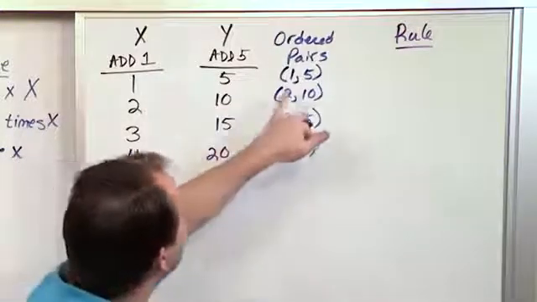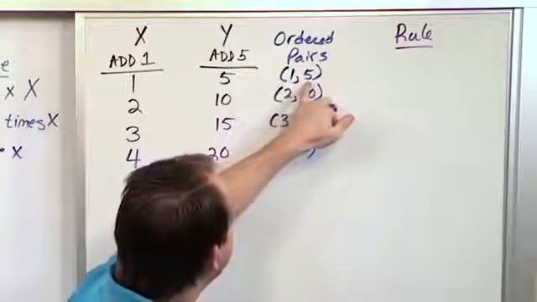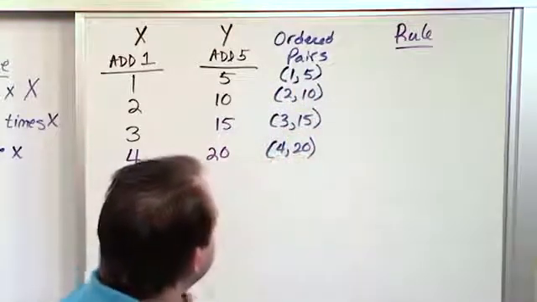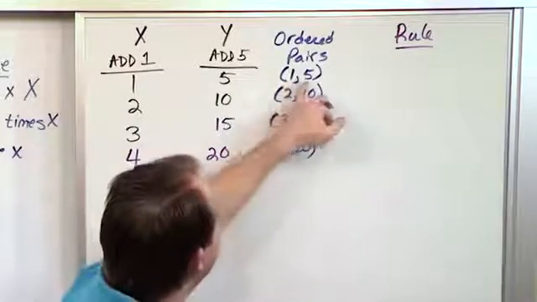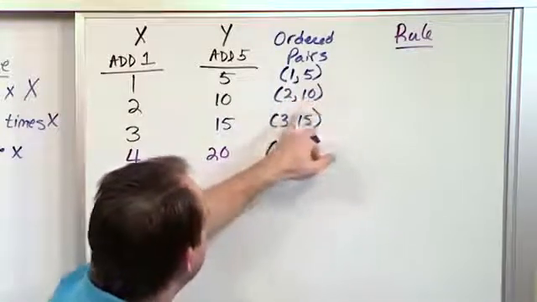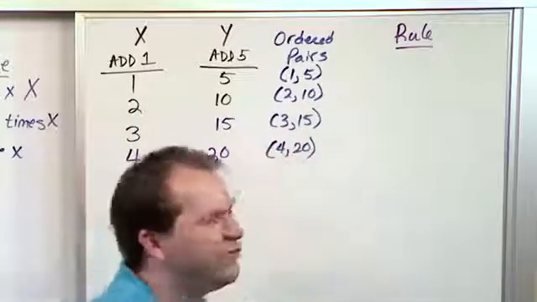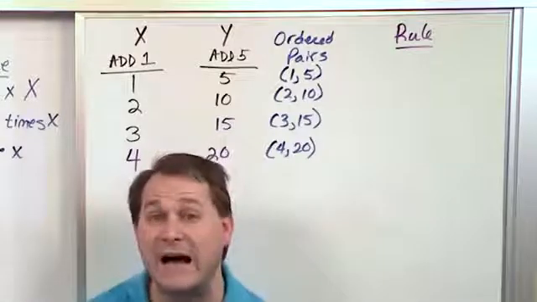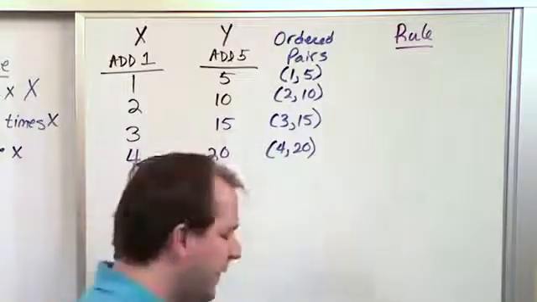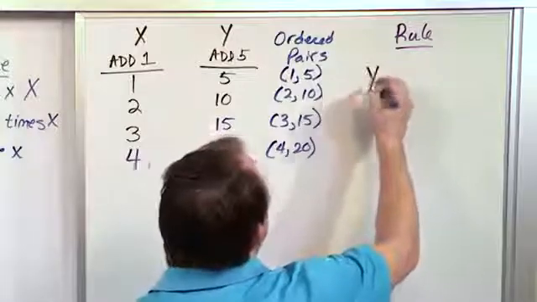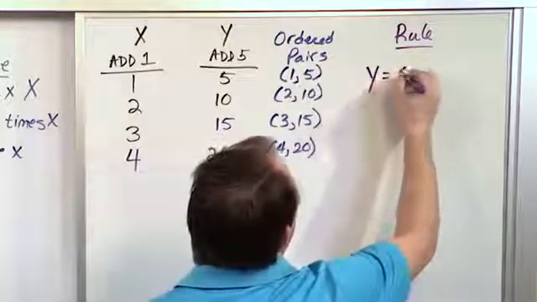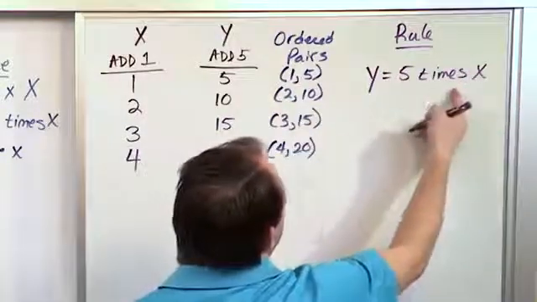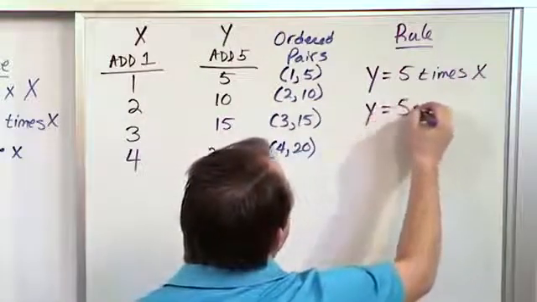Well, can you find a rule that would relate how 1 and 5 are related, then how 2 and 10 are related, then 3 and 15, then 4 and 20? And when you think about it, 1 times 5 is 5, 2 times 5 is 10, 3 times 5 is 15, 4 times 5 is 20. So in all cases, for all of these ordered pairs, all we're doing is multiplying the first number by 5. That gives us the second number. So the rule is y, which is just the second number, is equal to 5 times whatever x is, which is just the first number. So without using words here, it's 5 dot x.